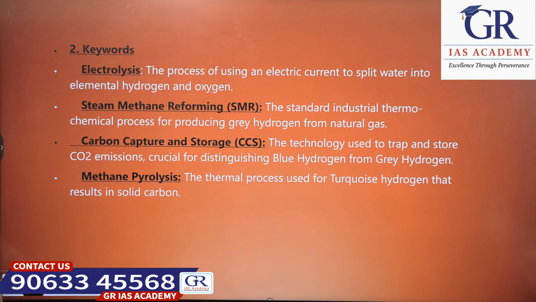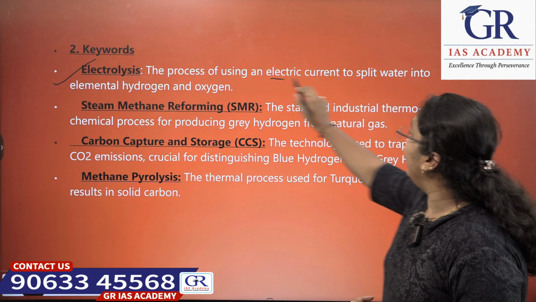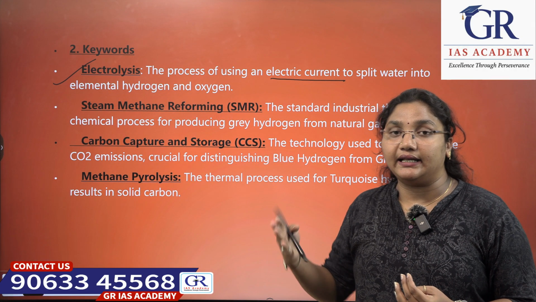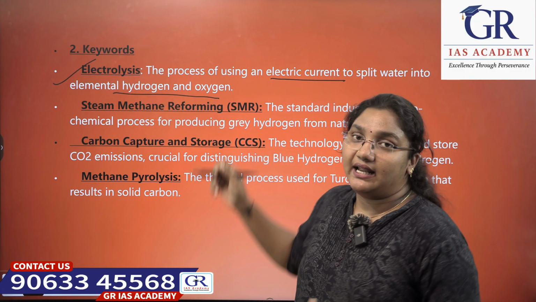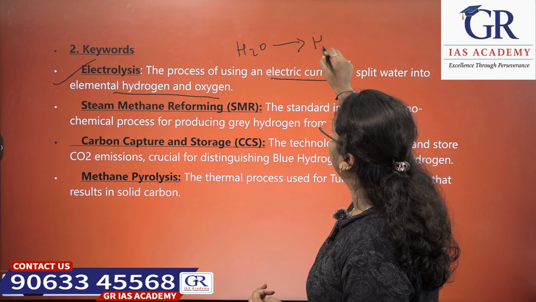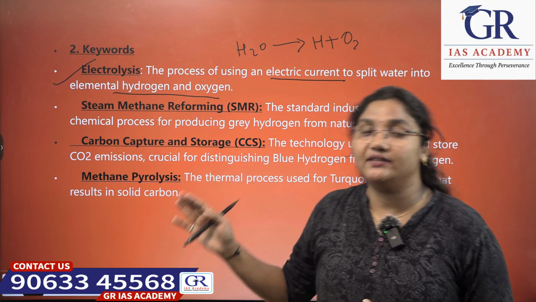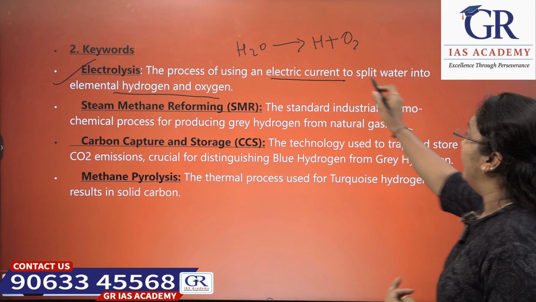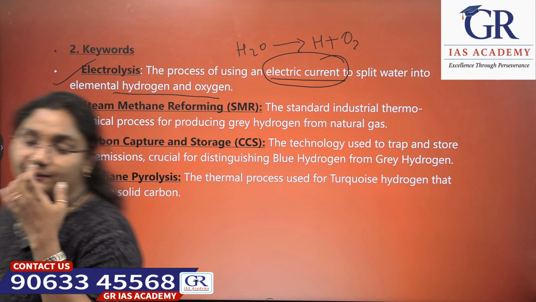Moving on. Let's see a few keywords regarding this hydrogen. Okay. First is electrolysis. What is electrolysis? This is a process using an electric current. It uses an electric current to split the water molecule into elemental hydrogen and oxygen. Means, see, this water molecule is split into hydrogen plus oxygen. One hydrogen molecule plus oxygen with the process of using electric current. This is called the electrolysis process.